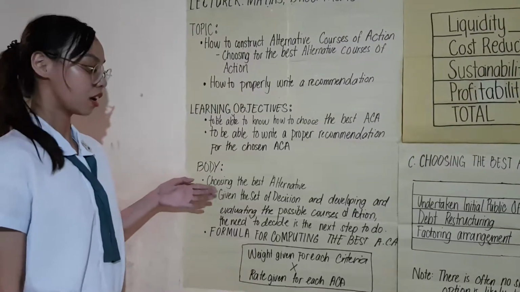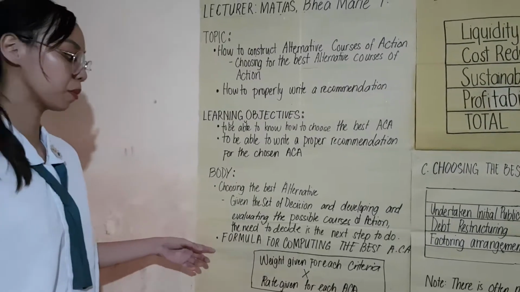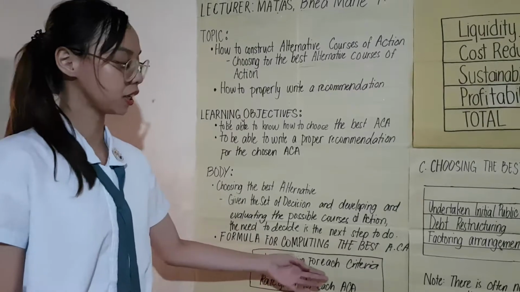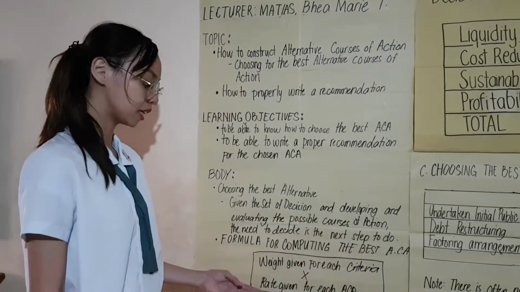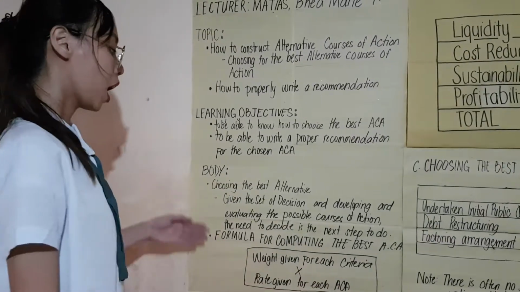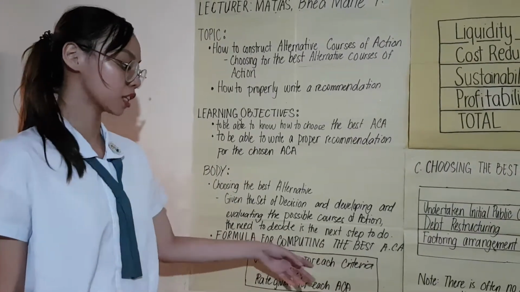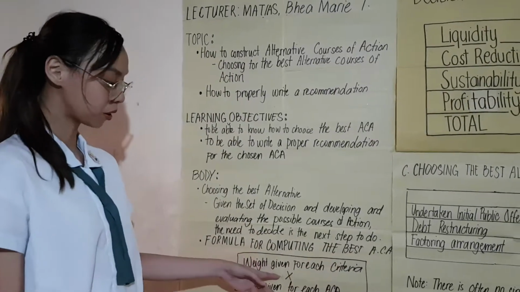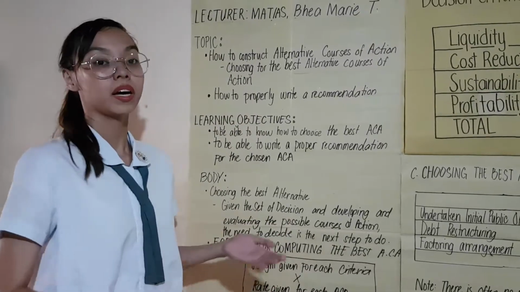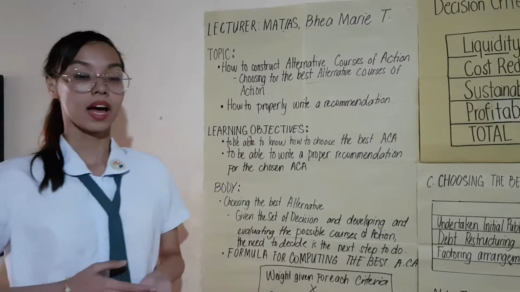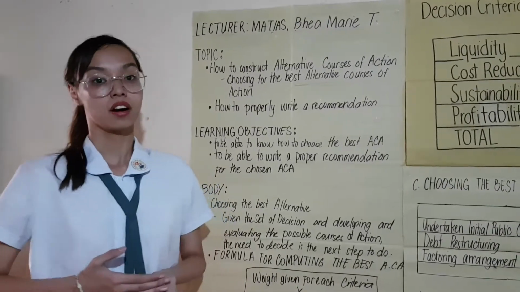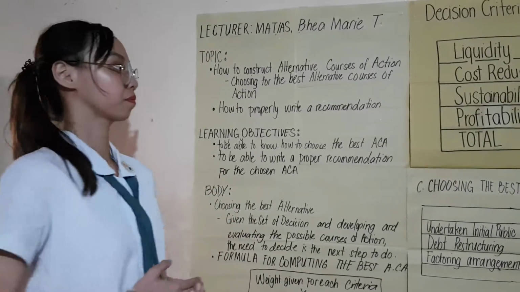In choosing the best alternative, we should follow the formula for computing it. Its formula is the weight given for each criteria multiplied by the rate given for each alternative course of action. After all the weights given for each criteria have been multiplied by the rate given for each ACA, the products should be summed up, and the highest total would be the best alternative for the entity or the company.